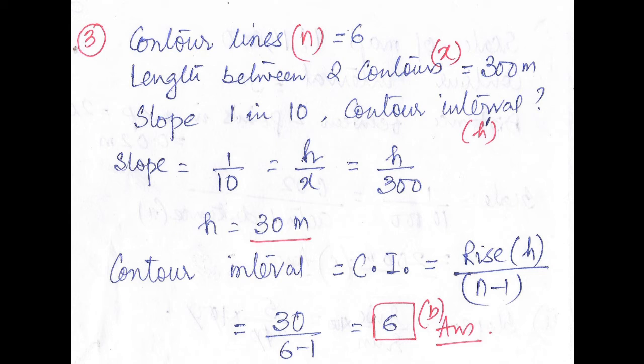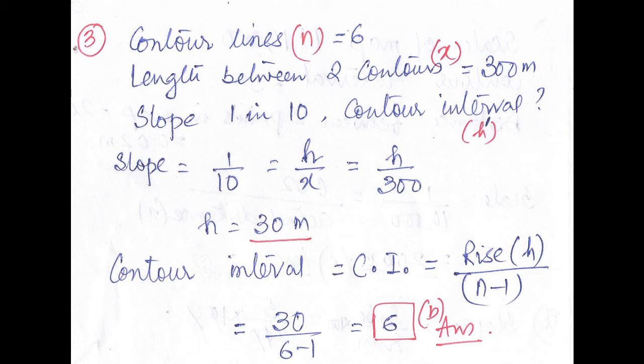Let us see. We know that the slope is given as 1 by 10, and the formula of slope is rise by run, that is h by x. So x value is given as 300, that is the length between two contours. So from here we can find out the value of h. Value of h is 30 meter. So first we have found that out. Now the contour interval, that is the CI, the formula to find the contour interval is equal to rise divided by n minus 1, that is the number of contour lines minus 1.